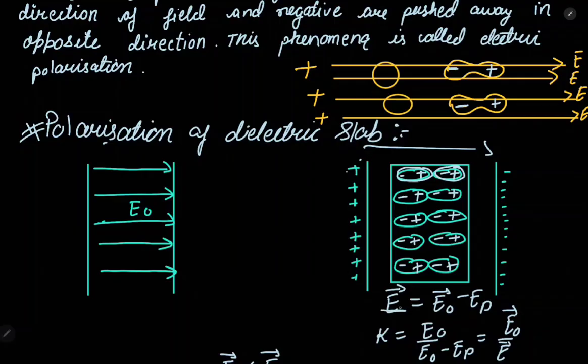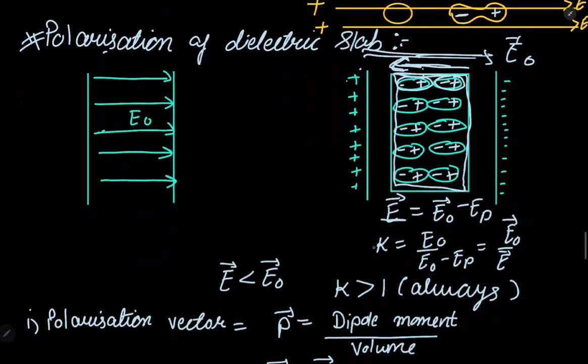And a net electric field appears inside this dielectric. The direction of this is from positive to negative. So the net E will be equal to E naught, the applied electric field, minus EP, the electric field due to polarization, which is opposite in direction. So net E is equal to E naught minus EP. The dielectric constant K can be written as E naught upon E, where E is equal to E naught minus EP.